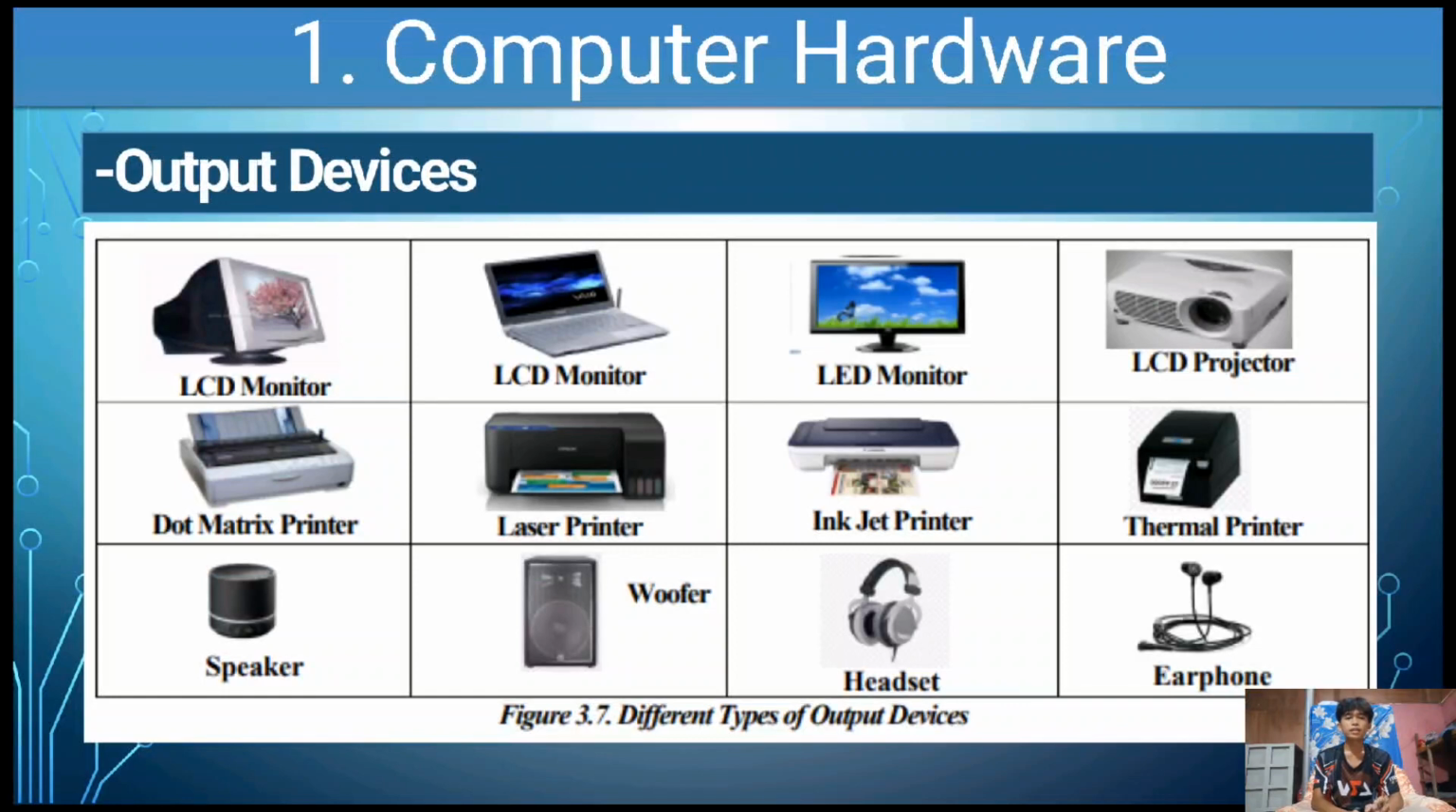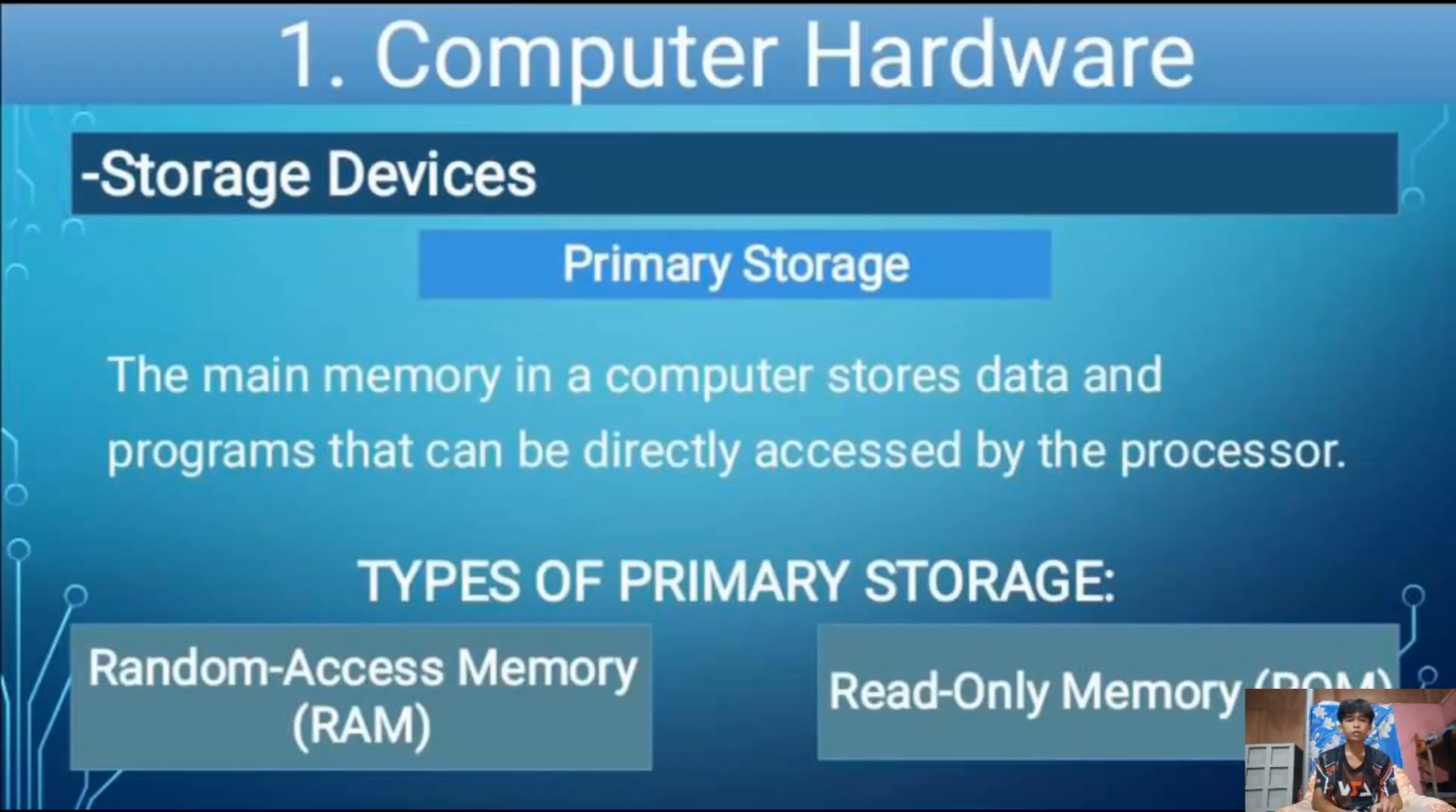Storage devices are used for storing, porting, and extracting data files and objects. They can hold and store information either temporarily or permanently, and can be internal or external to a computer. Types of computer storage. Primary storage is the main memory in a computer. It stores data and programs that can be accessed directly by the processor.